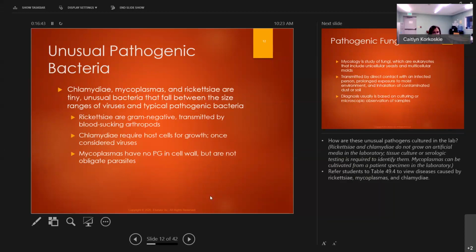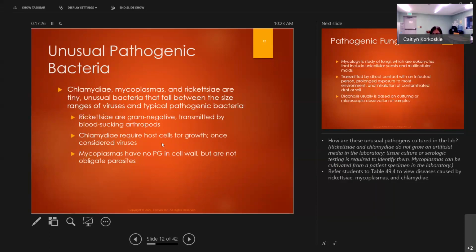So rickettsia are gram-negative, and they're transmitted by, basically if it was a tick, that would be what would spread rickettsia. Chlamydia requires a host cell for growth, so they were once considered viruses because they need to have a host in order to continue to grow. And then mycoplasmas have no, I'm trying to remember what that stands for exactly, in the cell wall, but they're not necessarily parasites.